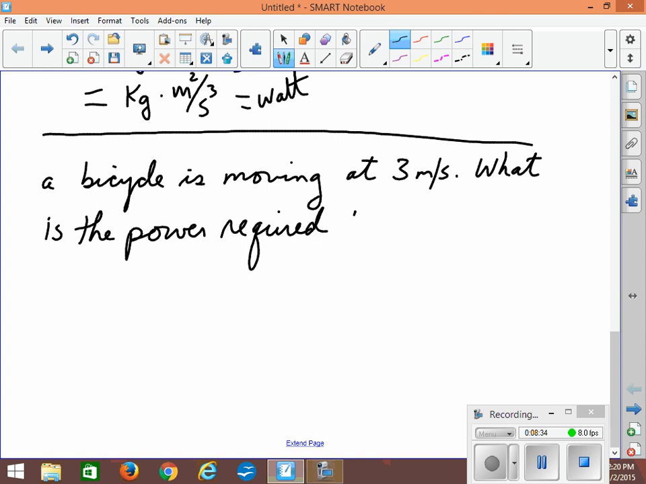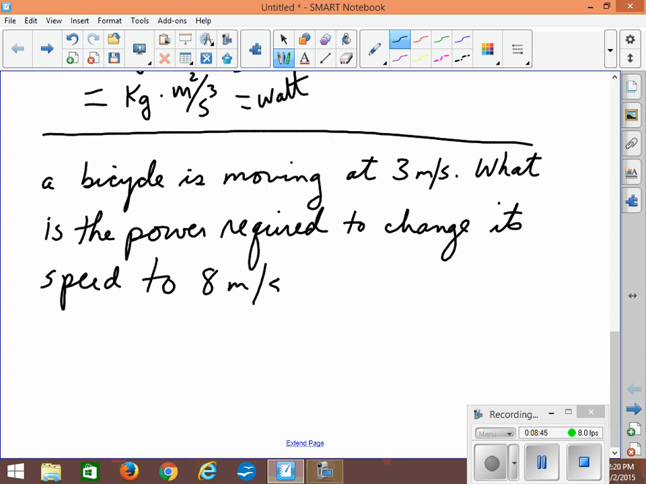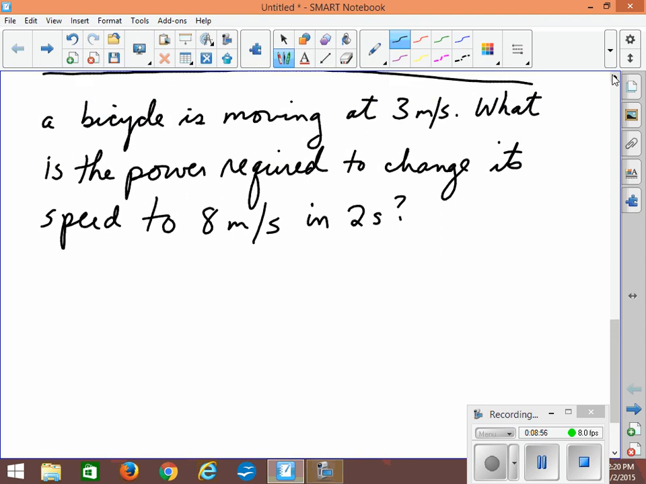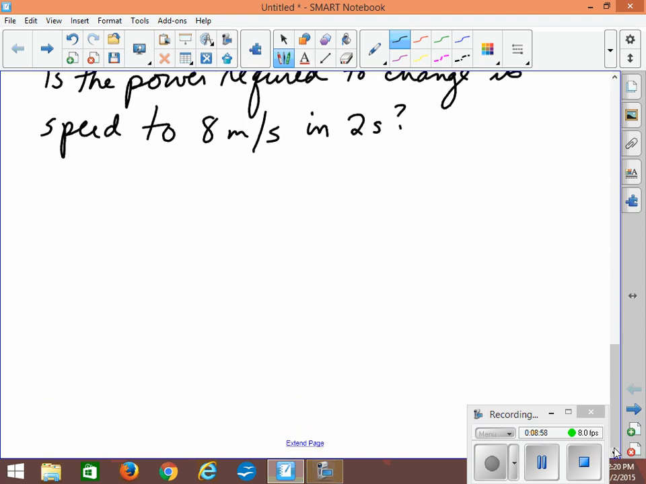What is the power required to change the bicycle's speed to 8 meters per second in 2 seconds? Because remember, it's how fast you're changing energy compared to time. So we're going from, let me just check there, from 3 to 8. So in this case, the power would be a change in energy, and it would be a change in kinetic energy because the object is a bicycle that's moving. And so it would be the second energy minus the first energy.